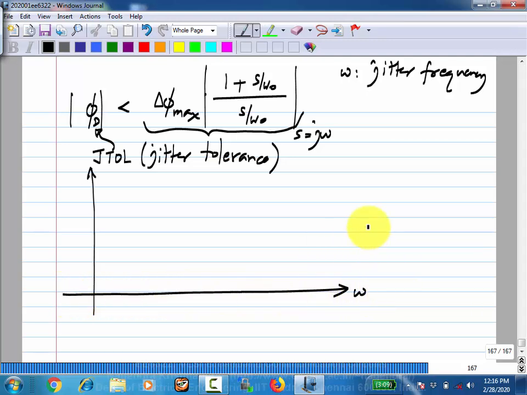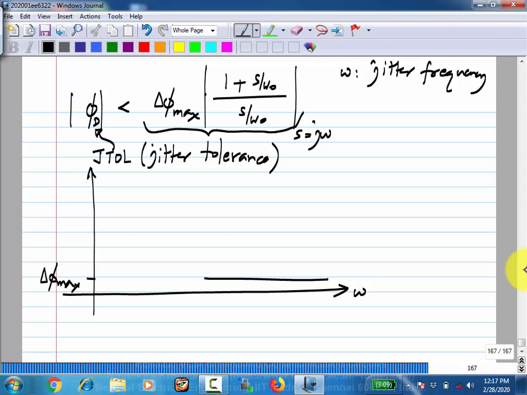And you plot this versus frequency, what will it look like? What will it be at very high frequencies? What is the value at very high frequencies? Delta phi max.